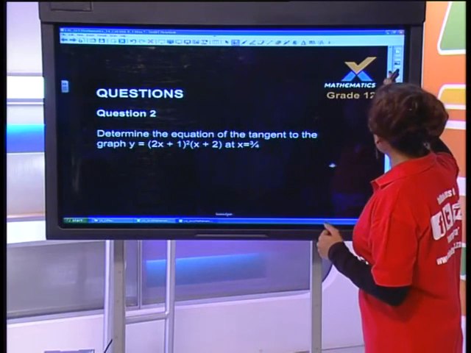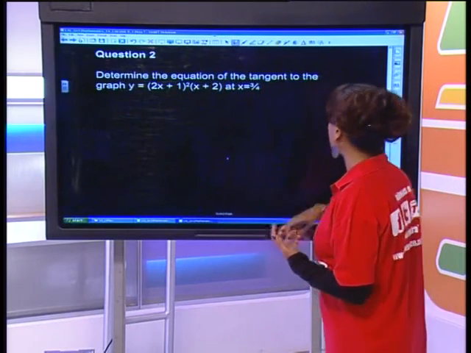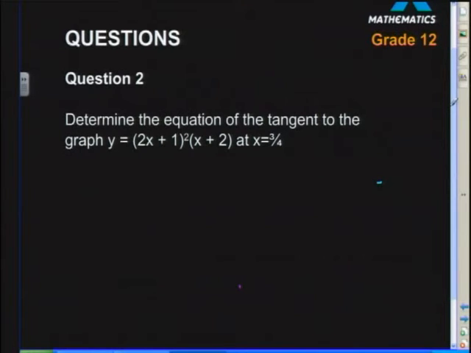Now we are going to once again go on to finding the equation of a tangent. So for those who are a little bit confused about how to do this, we're going to do another question on this. In this question, we are asked to find the equation of the tangent to the graph y is equal to 2x plus 1 squared times x plus 2 at x is equal to 3/4. All right, so let's get started.